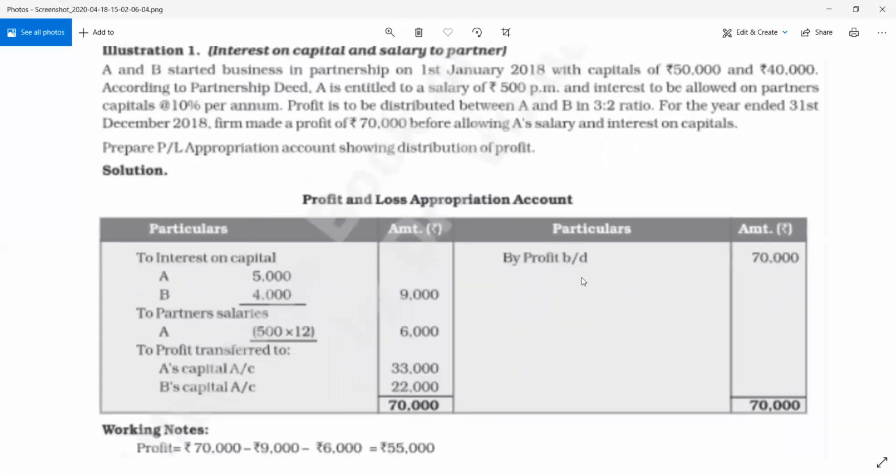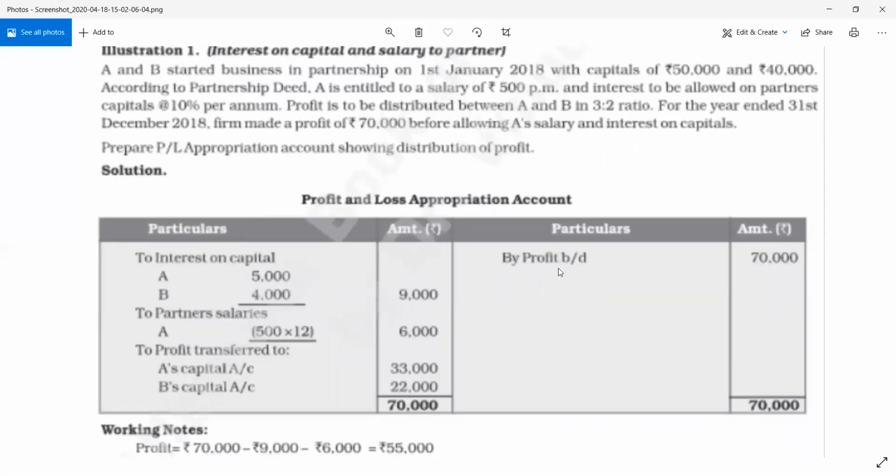कोई भी आइटम अगर पेमेंट हो चुका है तो उसको ऐड करके प्रॉफिट एंड लॉस एप्रोप्रिएशन अकाउंट शुरू करना है, और अगर नहीं हुआ है, that means if it is before paying any expenses, that is very good, you start with that. So first one, by profit brought down 70,000.